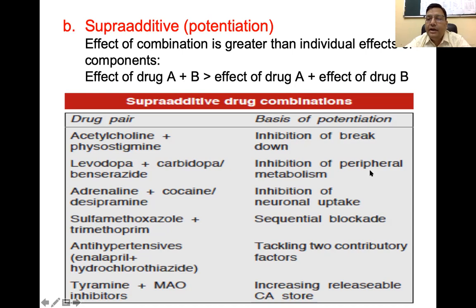Similarly, I have talked about levodopa with carbidopa. What carbidopa does is inhibit the peripheral metabolism of levodopa. So what will happen ultimately is that more of the levodopa will be available to be converted into dopamine, and this combination will be more fruitful.